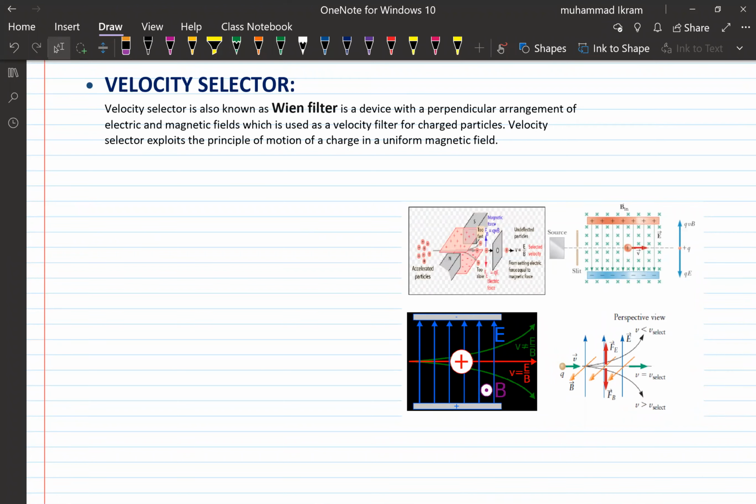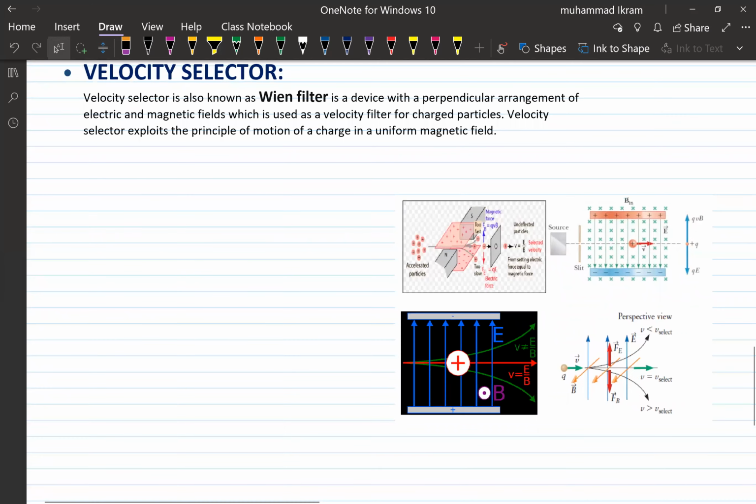This is very easy. Velocity selector or VN filter. Now what is it? It is a device which is used as a velocity filter to only allow a particular velocity and to detain the rest. So velocity selector is known as VN filter, and it is a device with a perpendicular arrangement of electric and magnetic field which is used as a velocity filter for the charged particle.